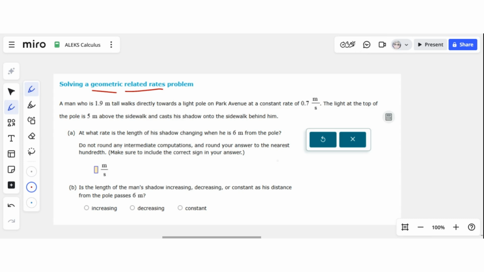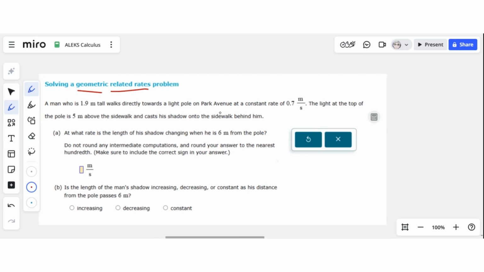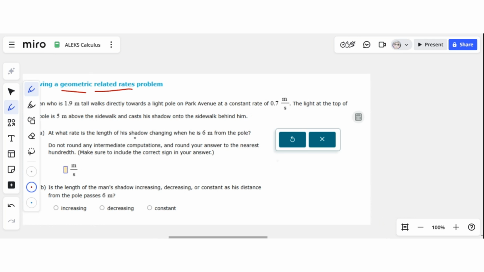The first thing I think we should do is talk about the scenario so that you have a good basic intuitive understanding of it. The situation is a man who's 1.9 meters tall walks directly towards a light pole at a certain rate, and the pole is 5 meters above the sidewalk, and then a shadow is cast onto the sidewalk, and we want to know how fast is that shadow changing, either growing or getting smaller.